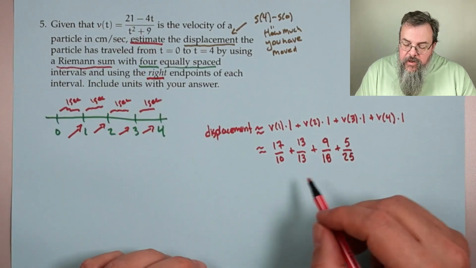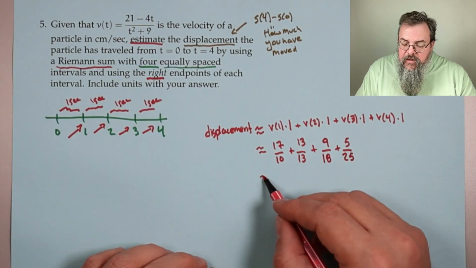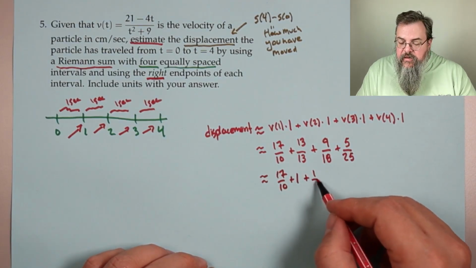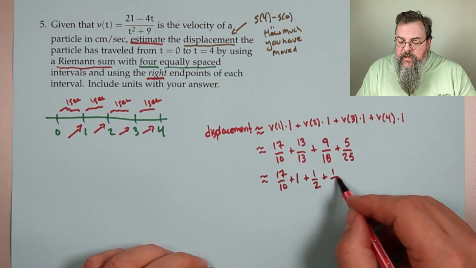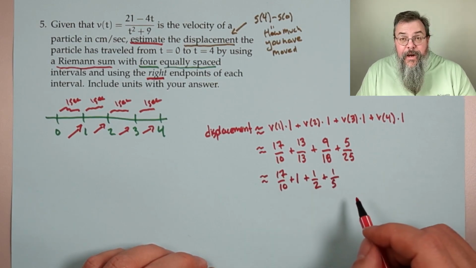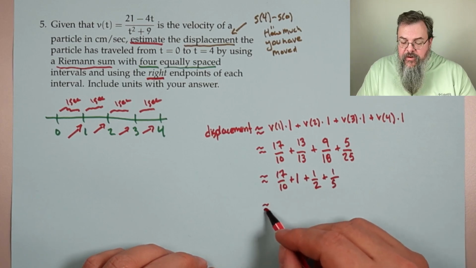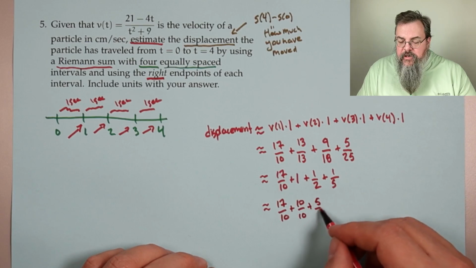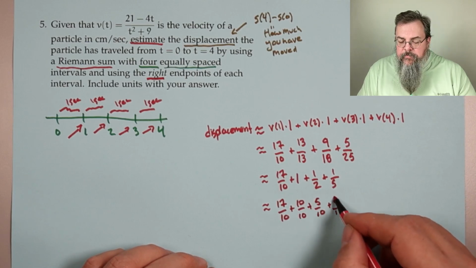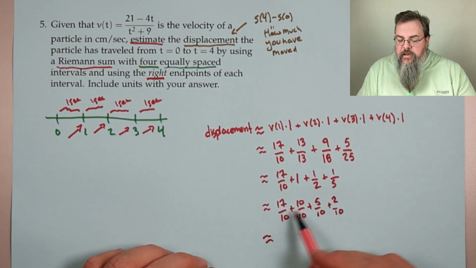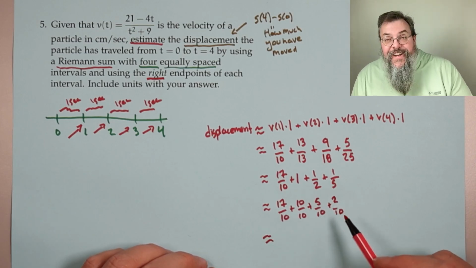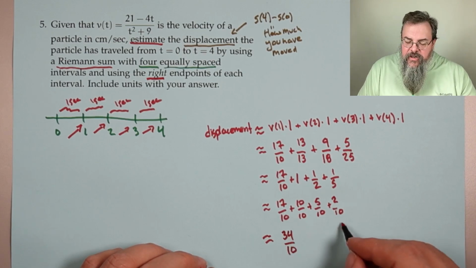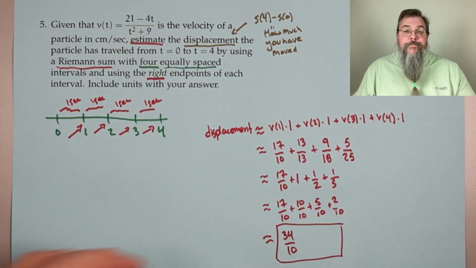All right, we can clean this up a little bit. This is 17 over 10. 13 over 13 is 1. 9 over 18 is a half. 5 over 25 is 1/5. Common denominator would be a tenth. So 17 over 10, 10 over 10, 5 over 10, 2 over 10. 17 plus 10 plus 5 plus 2 is 34. So that gets us 34 over 10. Good, and that's our answer. Right? Right?